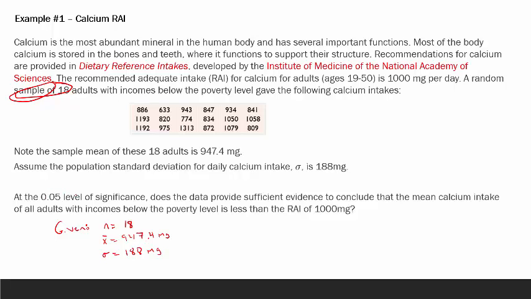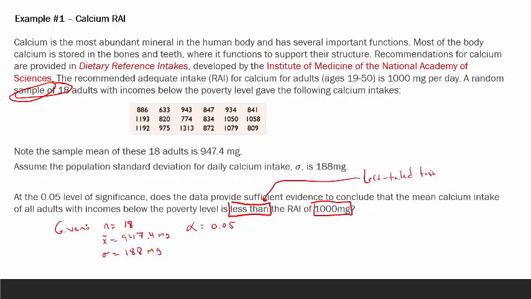Next, at the 0.05 level of significance, so now you're given alpha, does the data provide sufficient evidence to conclude that the mean calcium intake of all adults with incomes below the poverty level is less than 1,000 milligrams? First off, when you see the word test at the 0.05 level of significance, is it less than? That's telling me right off the bat this is going to be a left-tailed test.